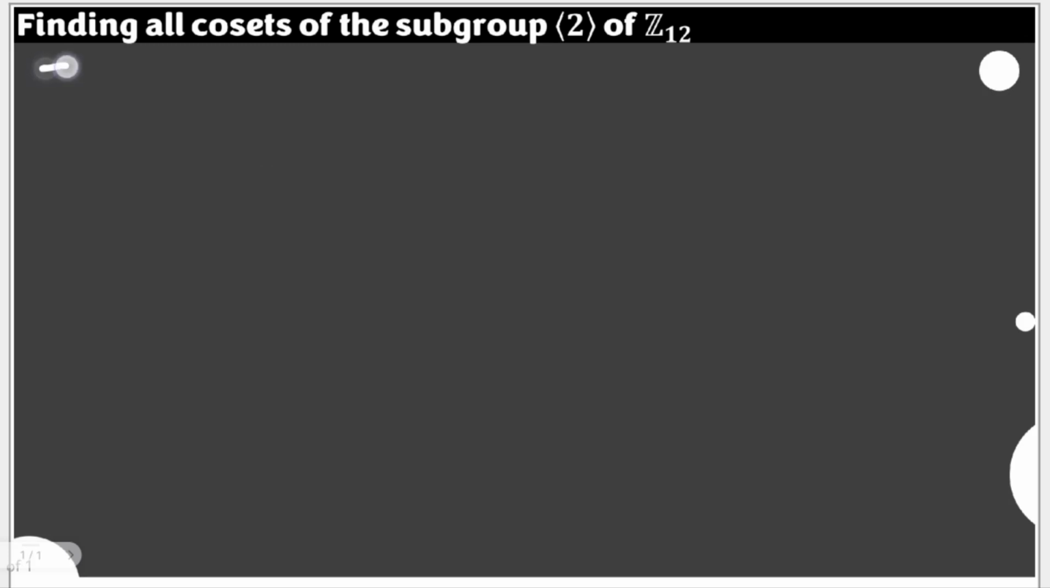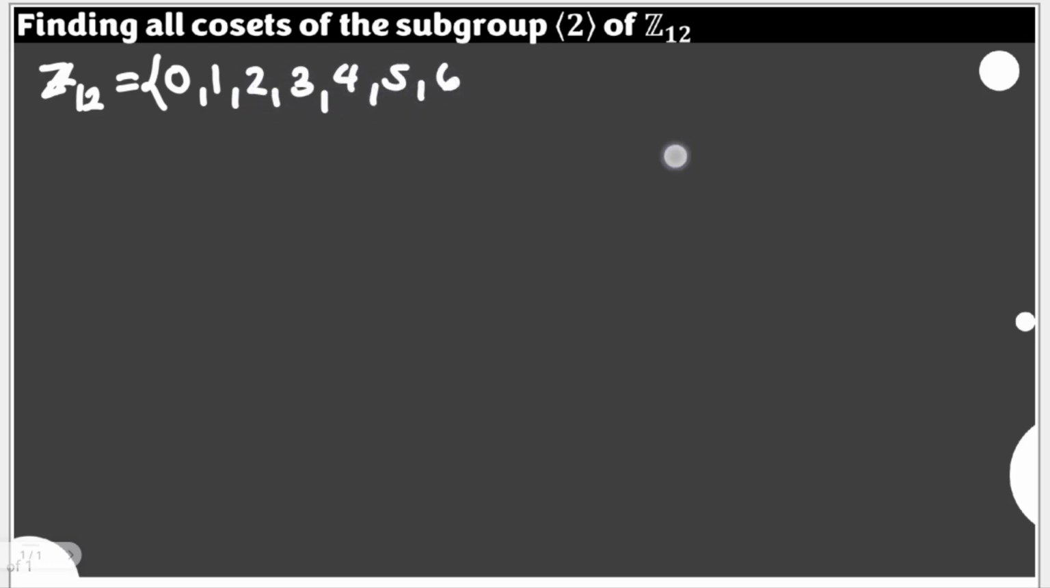Our group here is Z sub 12. These are the remainders when we divide the integers modulo 12. So the elements here are 0, 1, 2, 3, 4, 5, 6, 7, 8, 9, 10, 11. And for 12, since the remainder when we divide 12 by 12 is 0, it's already represented here. Now this is our group.